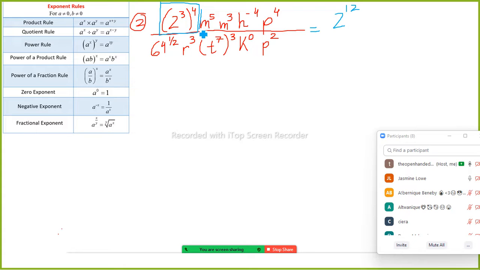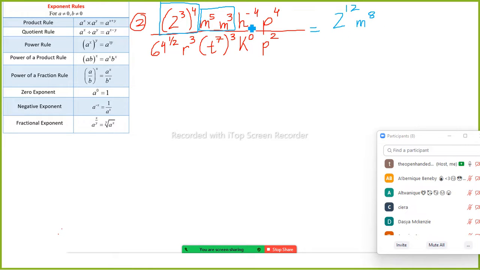Next up, we have Albernic. Can you help me with these two? I got m to the power of 8. Excellent. M to the power of 8.